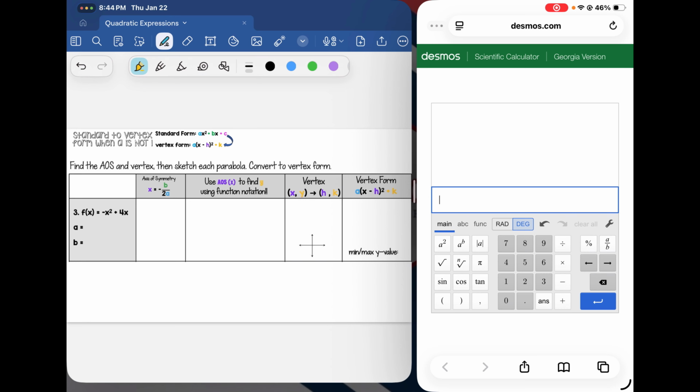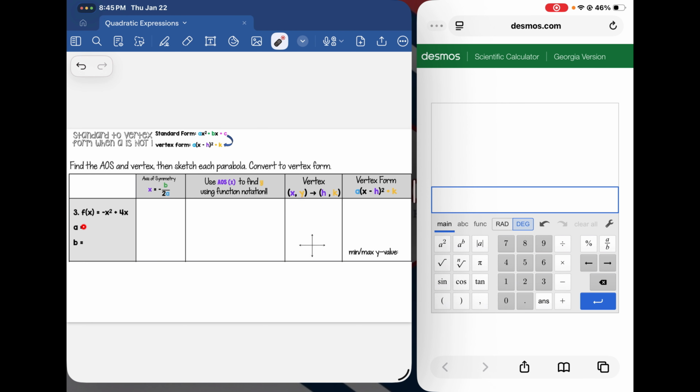All right, let's look at our next example. We have f of x is equal to -x squared plus 4. And I need to identify my a and b value so I can find my axis of symmetry. What is your a value? I just see a negative right there. No number, which means that my a value is a -1. What about the b value? A +4.